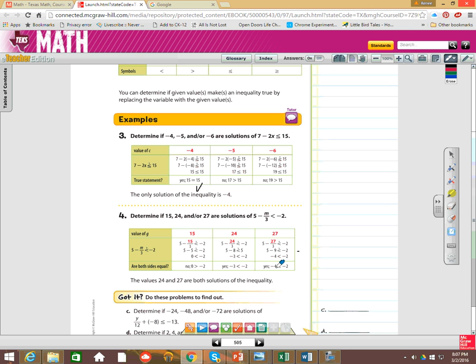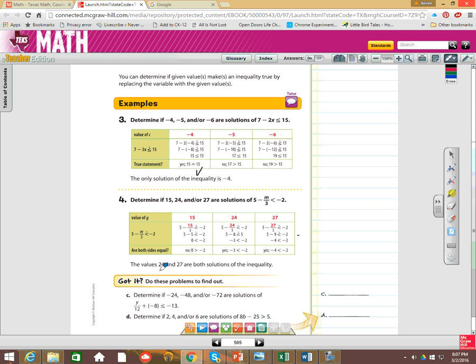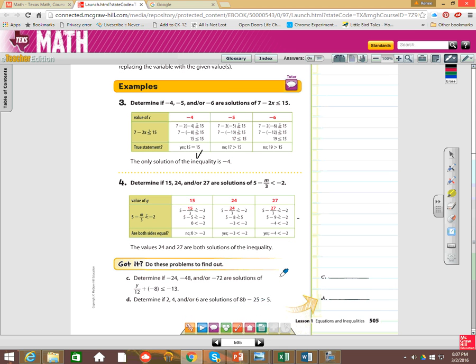So you know -4 is less than -2. Think of it this way. Would you rather owe someone $4? You're going to owe -4. It's further away from 0. The farther away the number is from 0, the smaller it is. So -4 is smaller than -2. So both 24 and 27 are solutions to the inequality. Now I'll give you a moment to do C and D on your own for a solution.